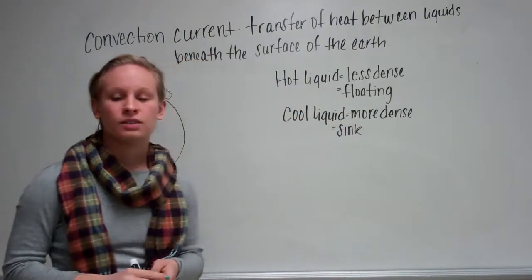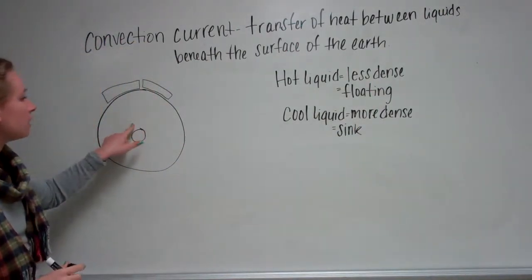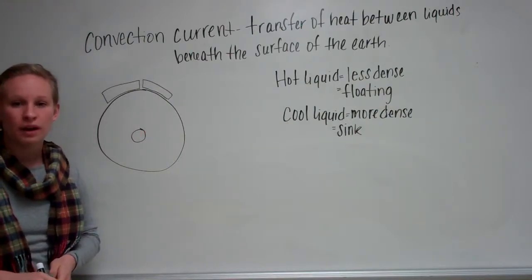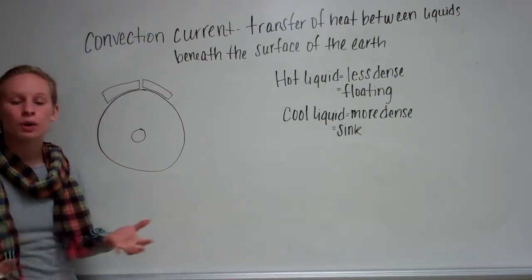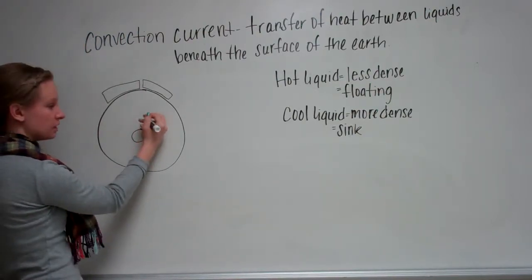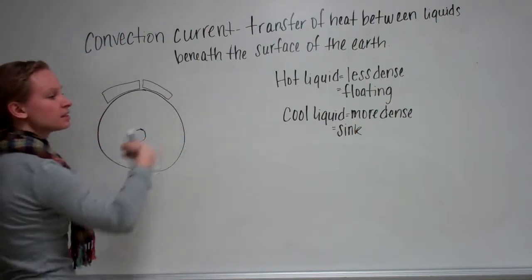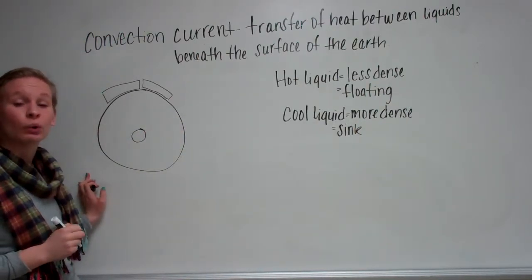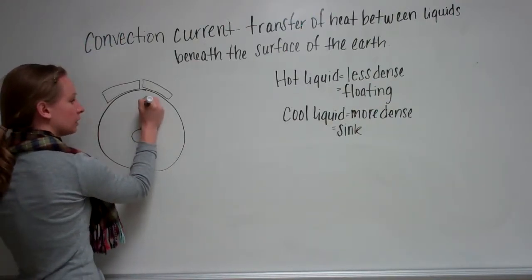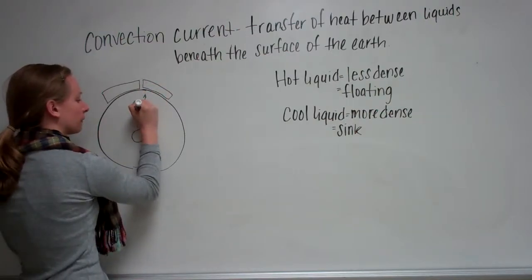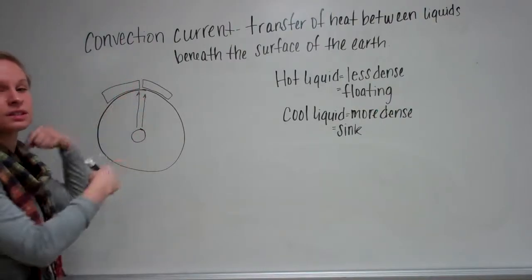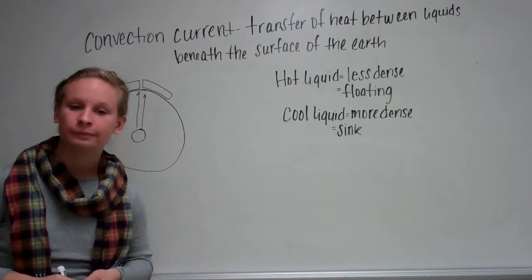Okay, and so as this is happening, what we have is hot liquid. The deeper you go beneath the surface of the Earth, the more pressure that is being exerted on the liquid. The more pressure causes a higher temperature. So we have magma that is starting down here, but as it's getting warmer, it's less dense, and so it's going to start floating, and it's going to be moving away from the center of the Earth. So we're going to have heat moving away in this direction. It is hot, and so it is less dense. It is going to start floating.